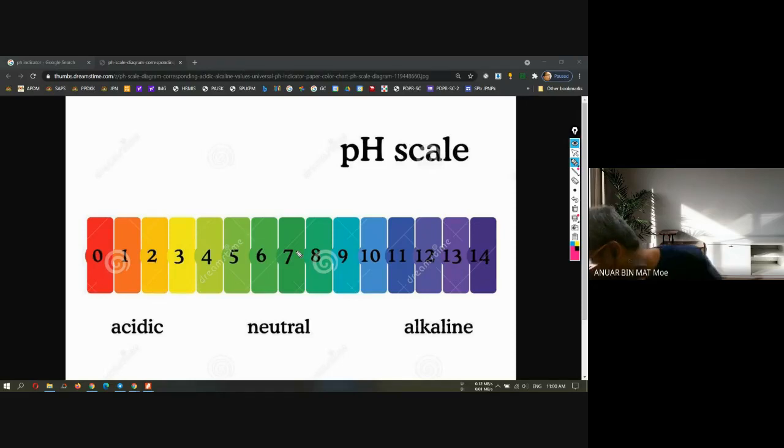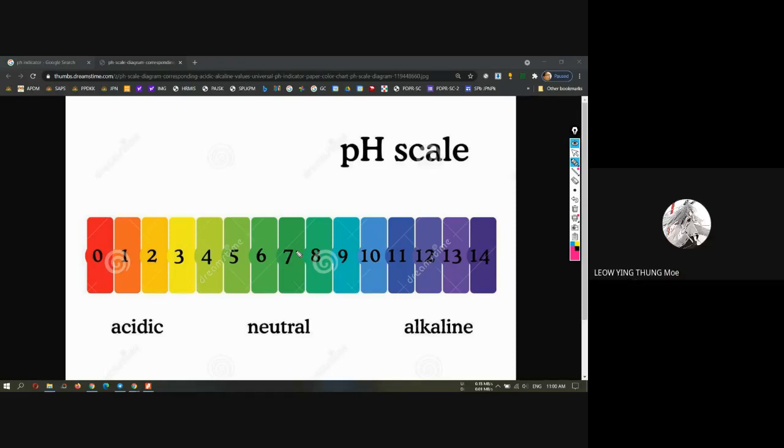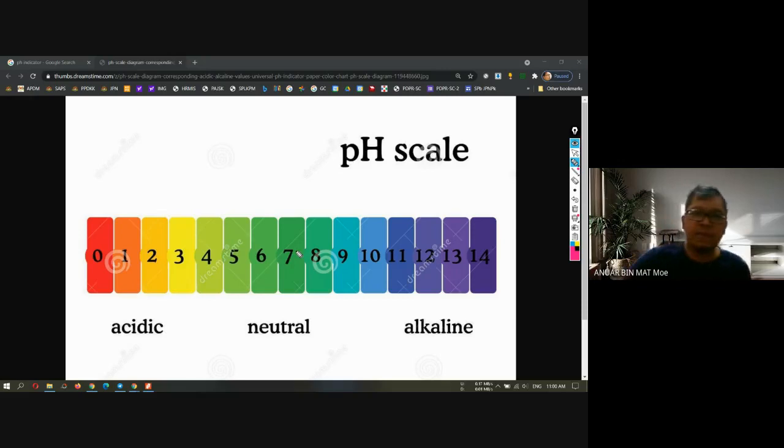I think it is number 7. Number 7, yes, number 7 is neutral. What is the meaning of neutral? Neutral means it is not acidic, it is not alkali. It's in the middle.